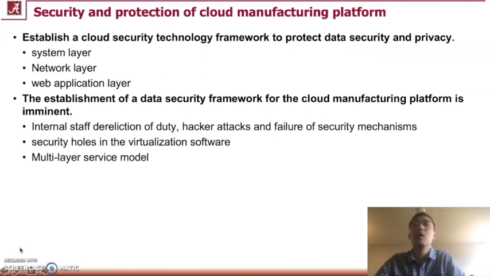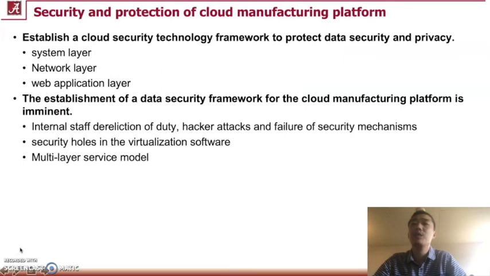The second one is that the cloud manufacturing platform's dynamic virtualization management method for cloud computing will also cause security problems. If the virtualization software of the cloud manufacturing platform has a corresponding security hole, the user's data may be accessed by other users. The last one is that the multi-layer service model of the cloud manufacturing platform will also cause security problems, especially in current development.